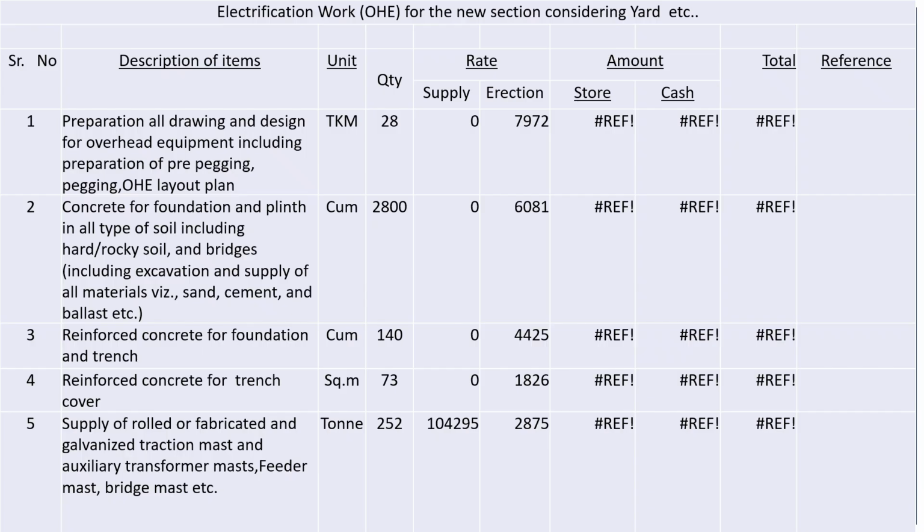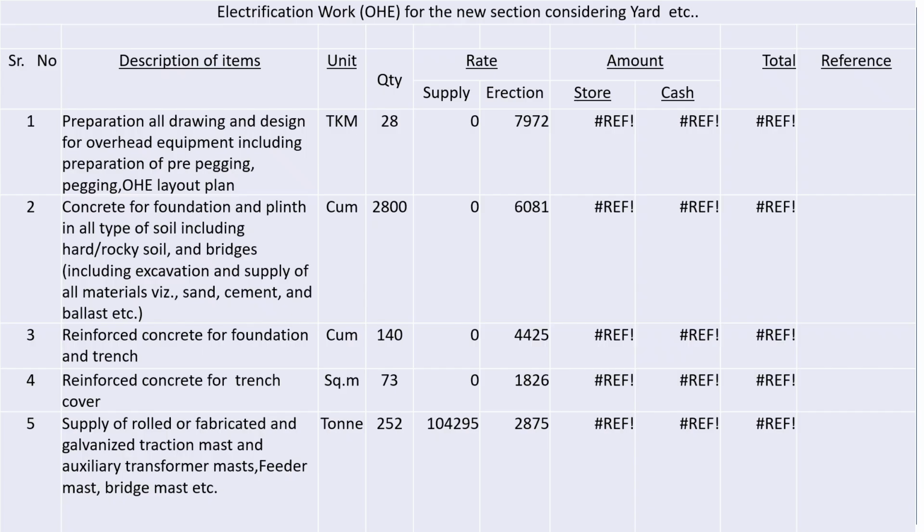Reinforced concrete for trench cover. You have to provide the trench and you have to provide the trench cover. This is the civil work. Supply of rolled, fabricated and galvanized traction mast and auxiliary transformer mast, feeder mast, bridge mast, etc. Auxiliary transformer, you know, it is for supplying 25 kV to 230 volt single phase.